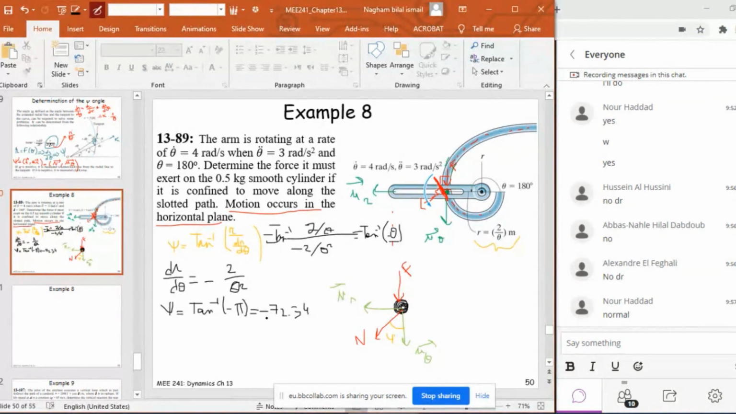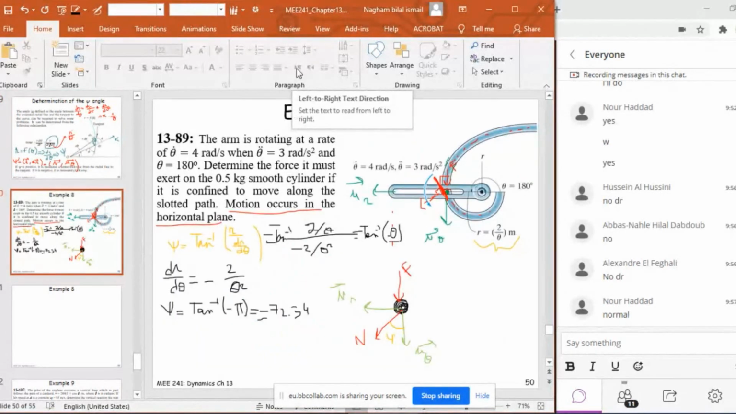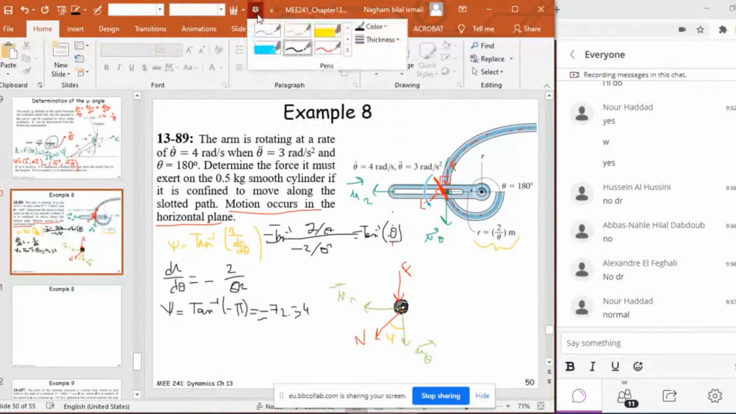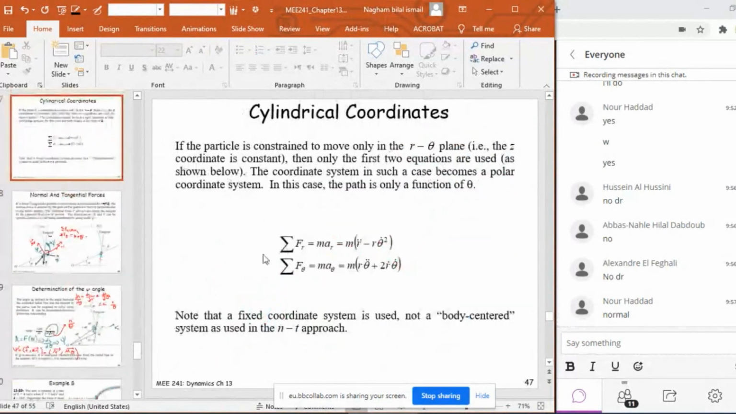So tan inverse of minus pi will be equal to minus 72.34. This negative sign is basically because if you go back here, if psi is negative, then it is measured clockwise from the radial line to the tangent. All right? So it is measured clockwise from u theta to n, which is also correct, all right? So it's clockwise, that's why it is negative. Okay, so I know psi, now I can do the projection of the normal force on UR or on U theta, okay?